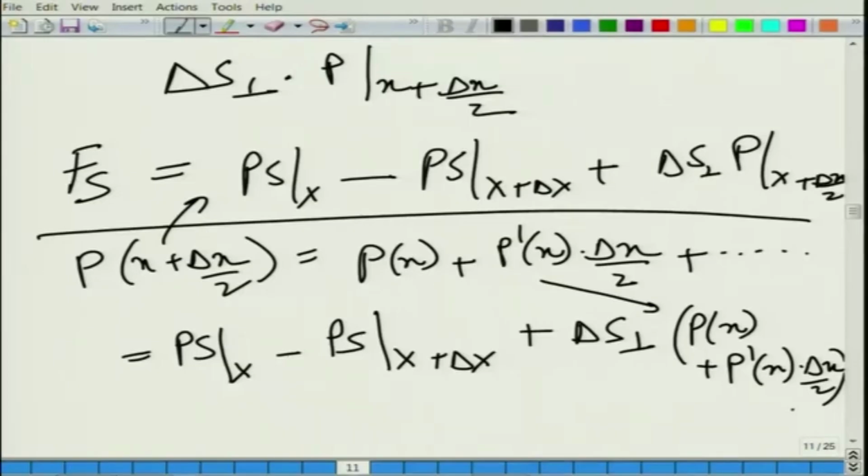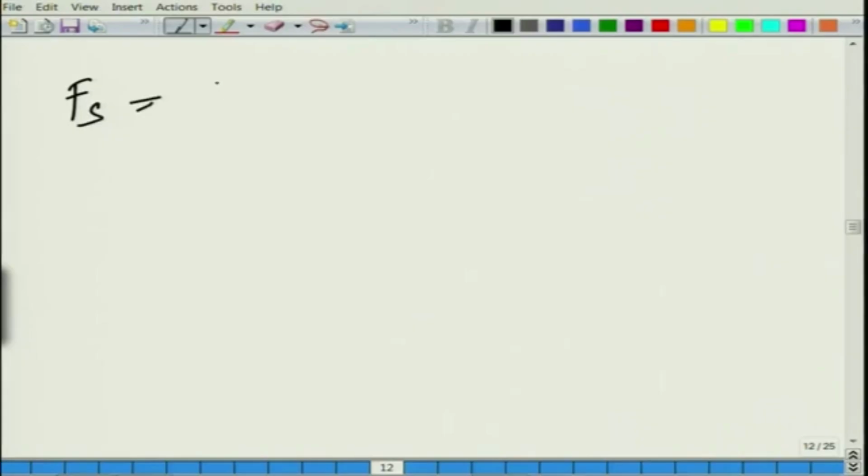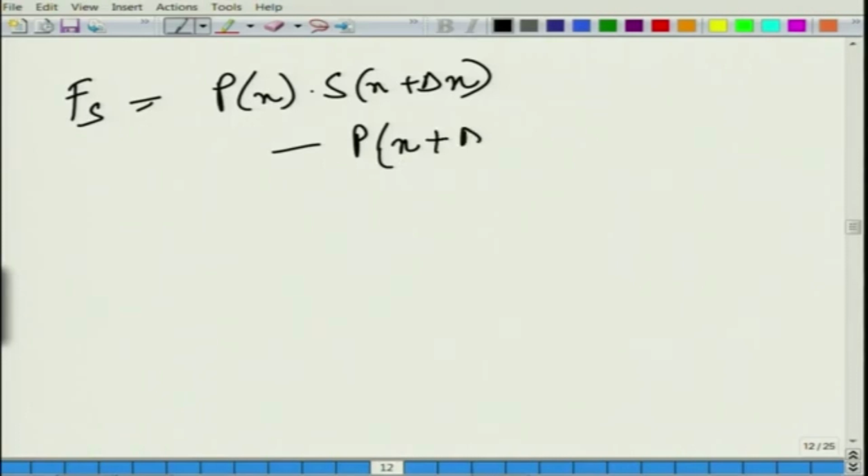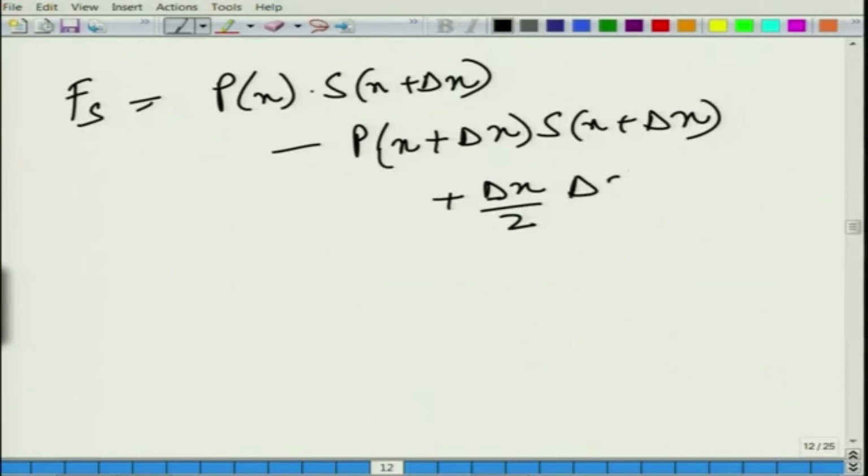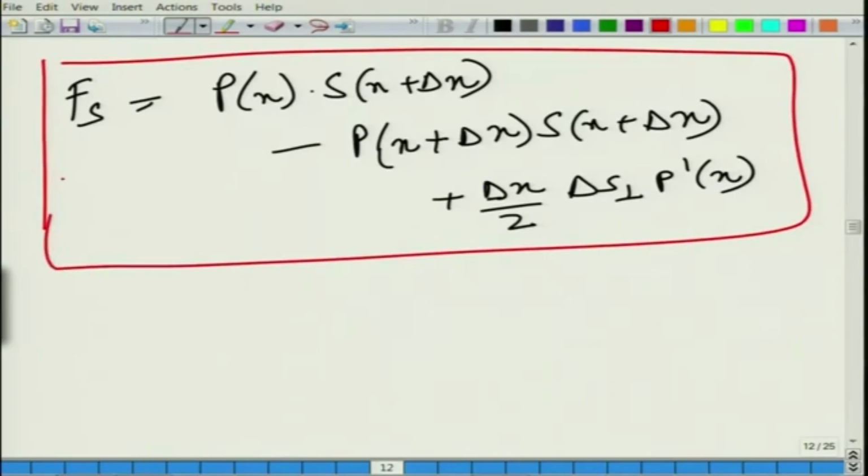So, after a little bit of algebraic simplification, we will get the following term: P s at x plus delta x, minus P at x plus delta x times s at x plus delta x plus delta x by 2, times delta s perpendicular times P dash x. We get this. This is the term that arises due to the surface forces, basically the surface forces that act on the different surfaces of the control volume.